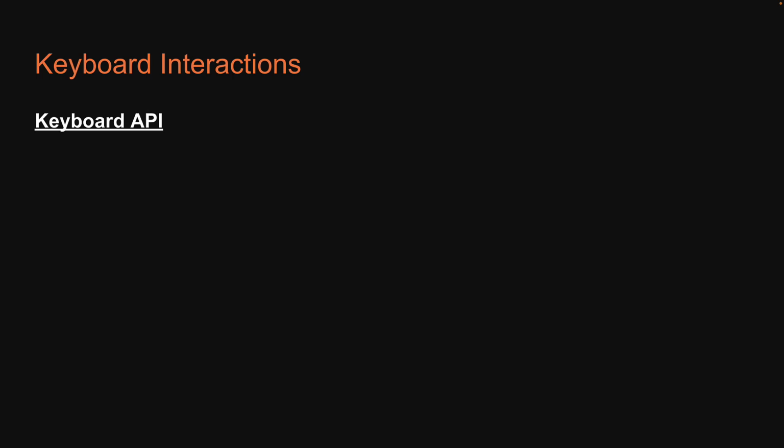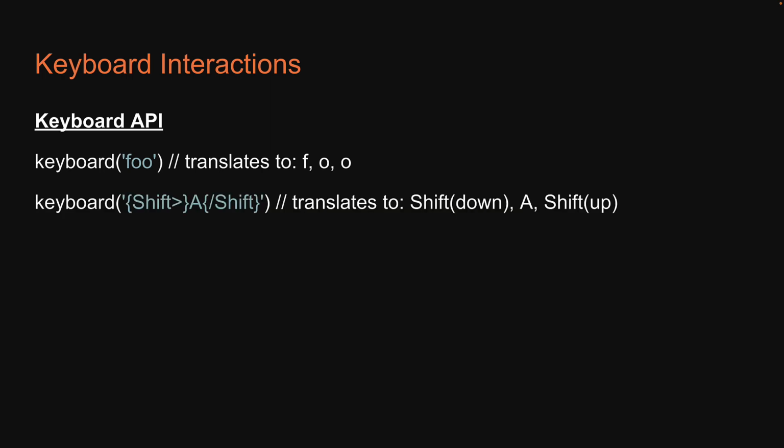The keyboard API allows you to simulate interactions with a keyboard. It accepts a string describing the key actions. For example, keyboard passing in foo translates to F, then O, and then O being pressed on your keyboard. If you want to hold a key, make sure to use the greater than suffix and the / prefix. Special keys like Shift should be enclosed within curly braces. But this is all about testing keyboard interactions with React Testing Library.